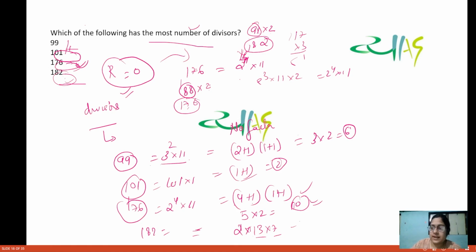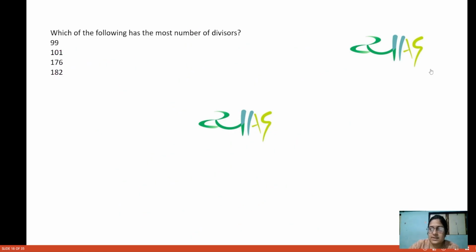How many factors will you get here? 1 plus 1, 1 plus 1, and 1 plus 1. So the number of factors will be 8. So obviously you have 176 as the number which has the most number of divisors. I hope everybody is clear with this.